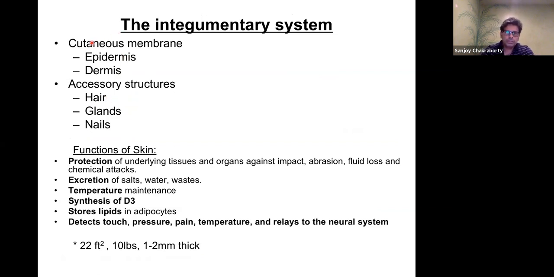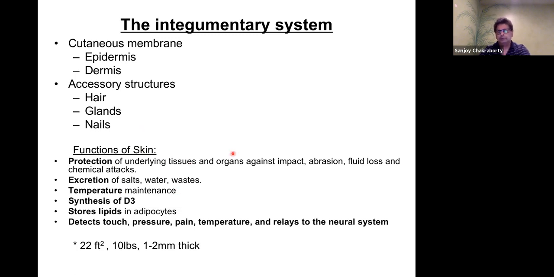So we are going to first learn epidermis a little bit in detail, dermis a little bit in detail, and then we are going to talk about hair, glands, and nails. So it's a very short system, I would say, and it's not very difficult. You need a couple of times reading, and it should be okay.